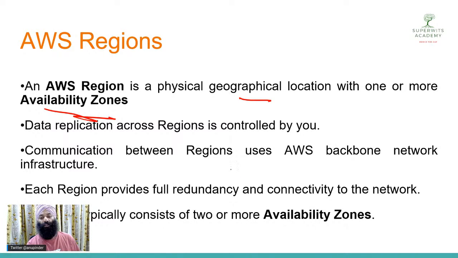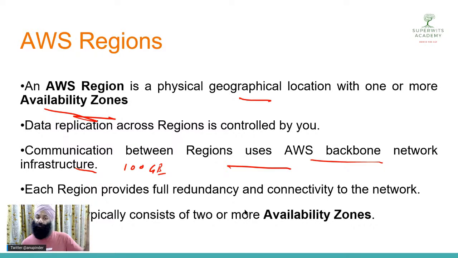And the communication between regions basically uses the AWS backbone network infrastructure, which has 100 gigabits of speed, so that you can have higher bandwidth and higher speed in sharing your data, and lower latency in terms of your point-to-point connectivity between the AWS regions. And because the availability zones are going to be there, right?